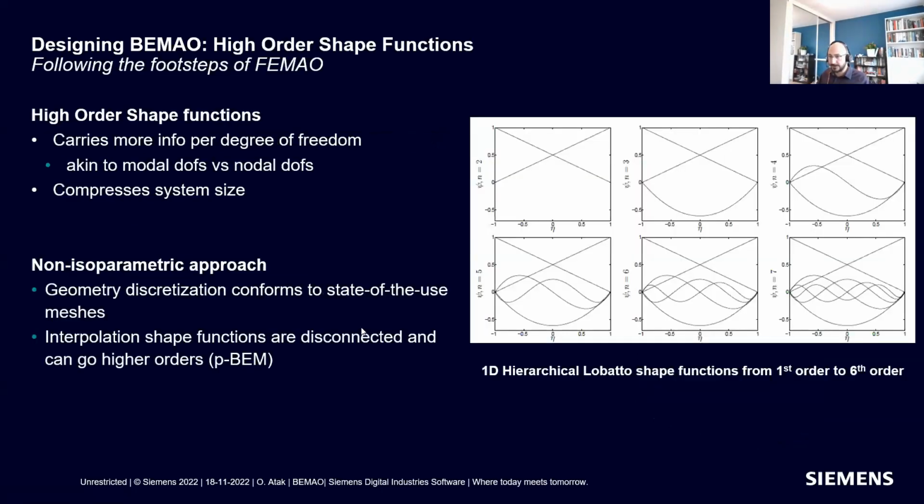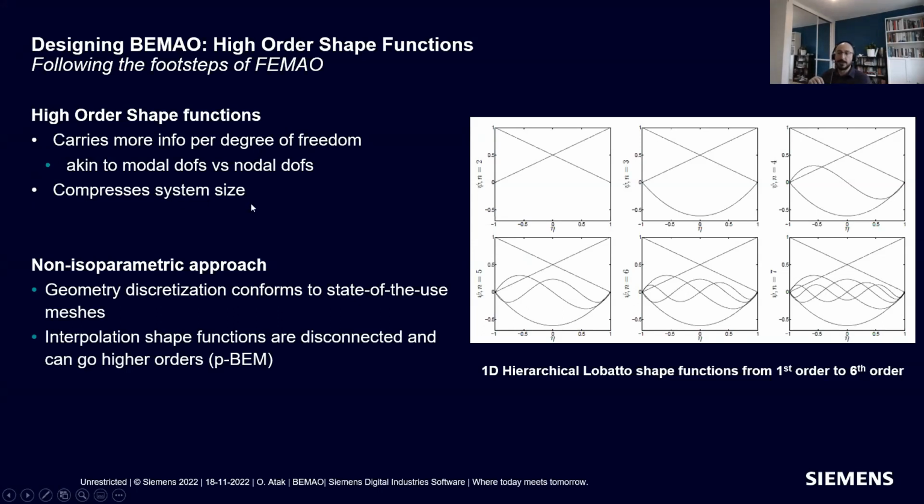Now, the second part is the more interesting part, the high-order shape functions, because now we're following in the footsteps of BEMAO. The philosophy around this is, I would like to make an analogy to modal DOFs versus nodal DOFs. What we are trying to do with high-order shape functions is carry more info per degree of freedom. So what this will eventually allow us to do is compress the system size.